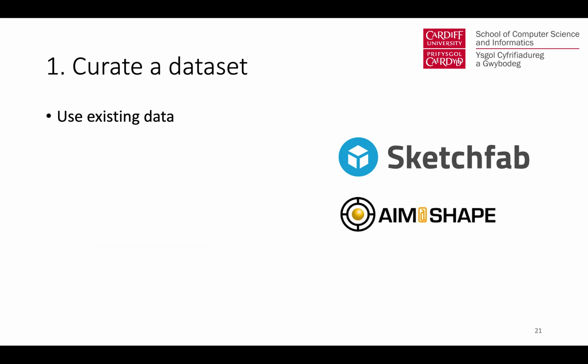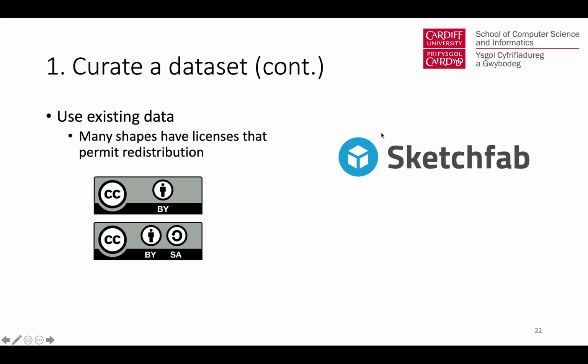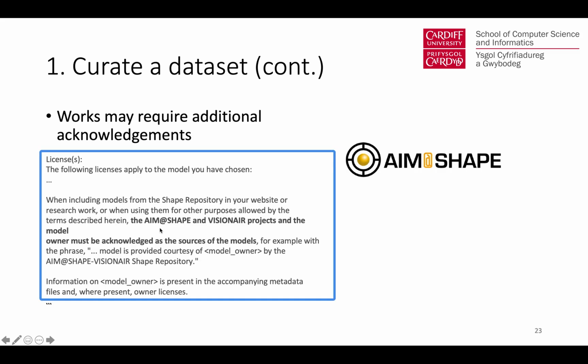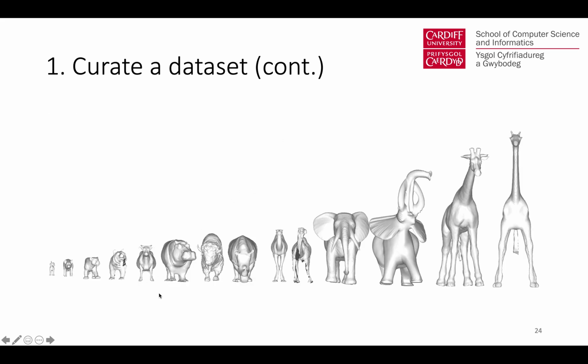So to start with, we need to curate a data set. Now, instead of scanning our own, we actually use existing data to avoid copyright issues. So we use shapes from Sketchfab, with many shapes that have licenses that permit redistribution, something like Creative Commons, and we also use some shapes from Aim at Shape, which may require additional acknowledgements. At the end, we have a data set of these shapes.